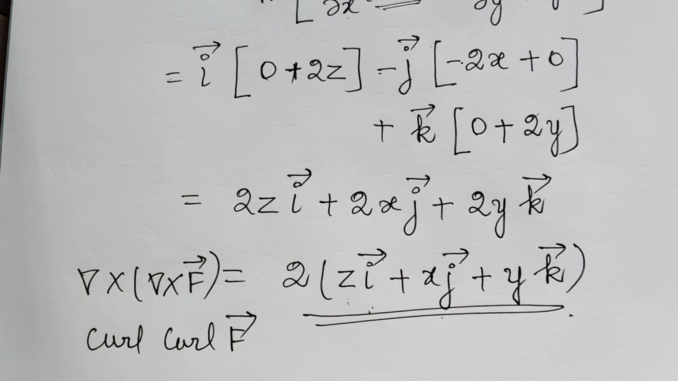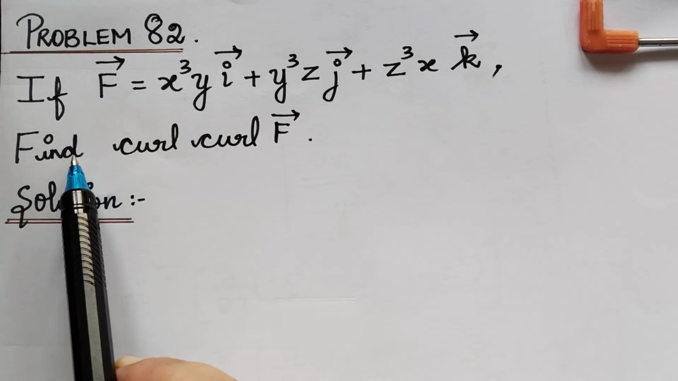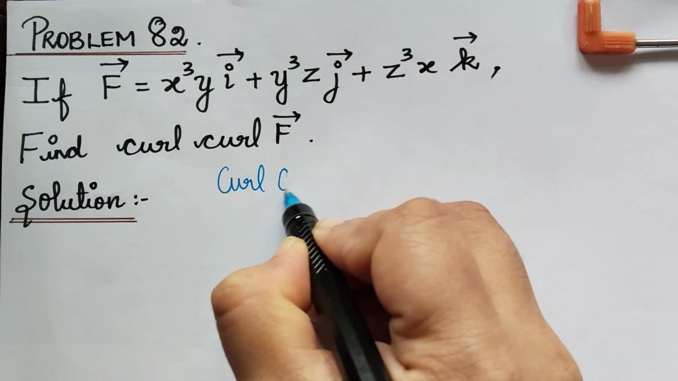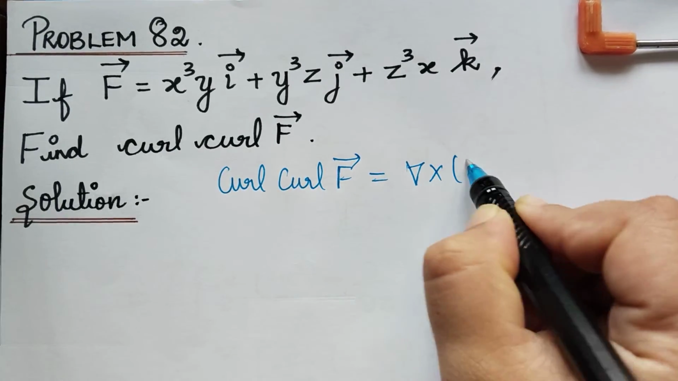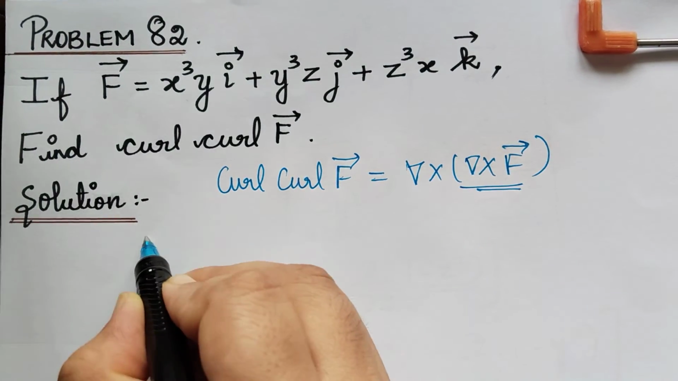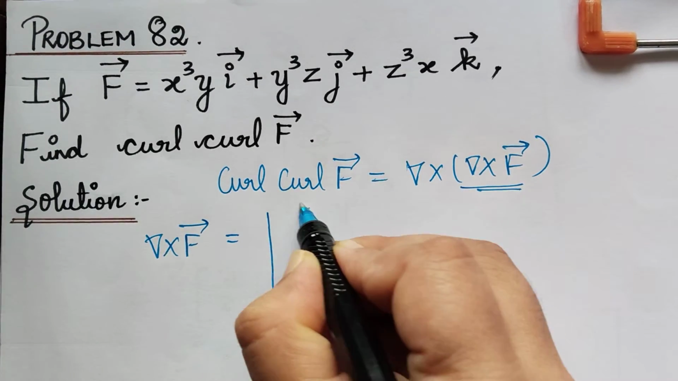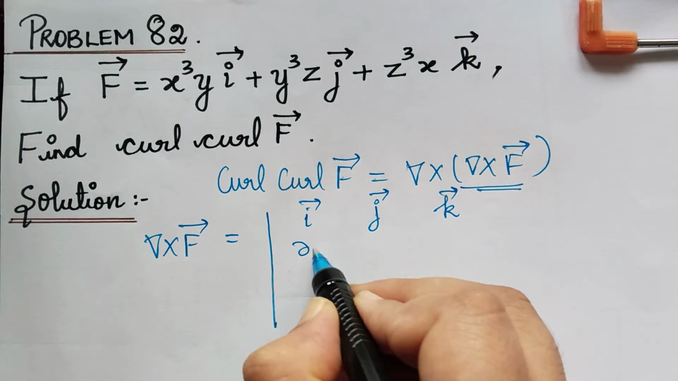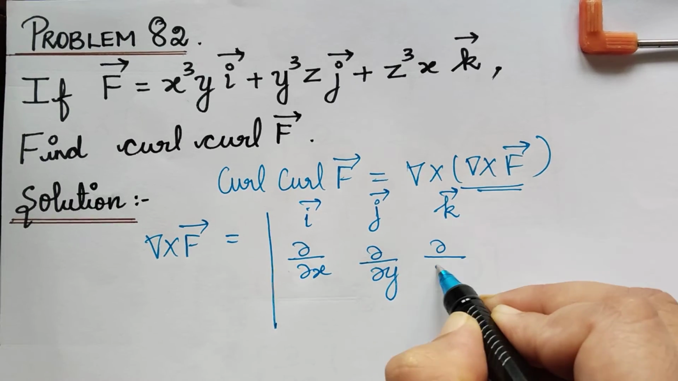We will see one more problem. So here we have another problem where f vector is given to us, and we have to find the curl of f vector. So curl of f vector is equal to nabla cross f vector. So first we shall find nabla cross f vector. That is given by the determinant of the matrix i vector, j vector, k vector, and dou by dou x, dou by dou y, dou by dou z.